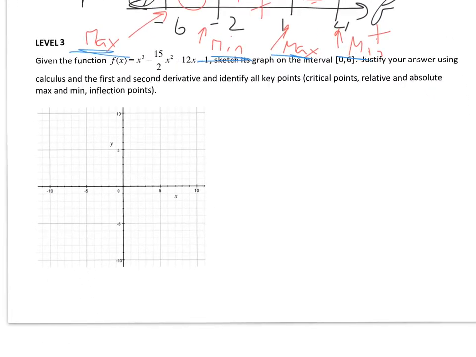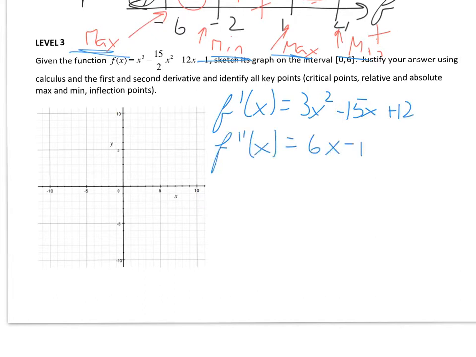Next, level 3 asks us, given a function, to sketch the graph. It says use the calculus of the first and second derivative. So I'm going to start by finding f prime of x, which is 3x squared minus 15x plus 12, and f double prime of x, which is 6x minus 15. I'm going to set each of those equal to 0 so that I can get my critical point candidates and inflection point candidates respectively. If f double prime of x is equal to 0, then x equals 15 over 6, or 5 over 2.